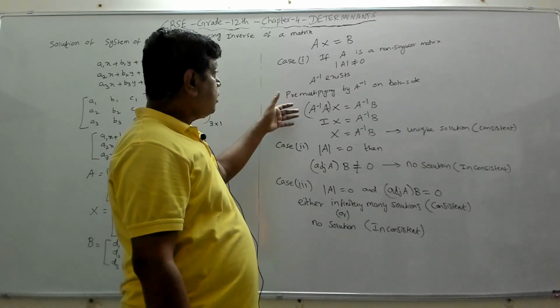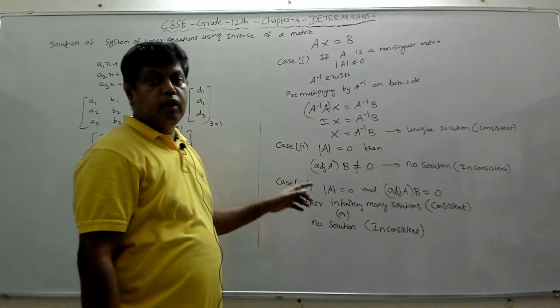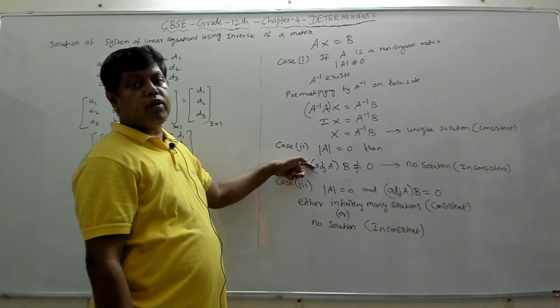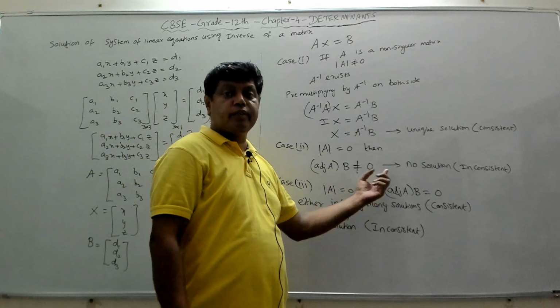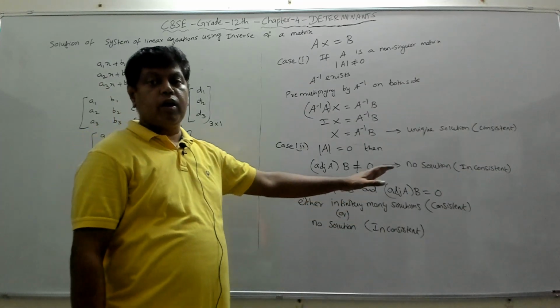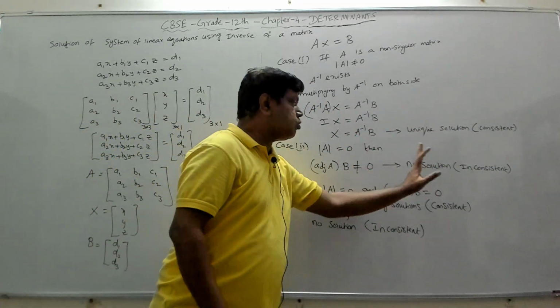So case 1, where the inverse exists, which means the determinant of A is not equal to 0, means a unique solution, consistent. If the determinant of A is equal to 0, then we have to check what adjoint of A into B is. If adjoint of A matrix into B is not equal to the 0 matrix, then it is no solution, and the system of equations is called inconsistent.